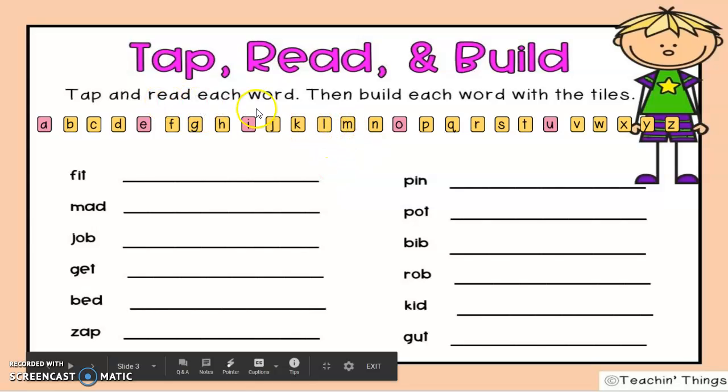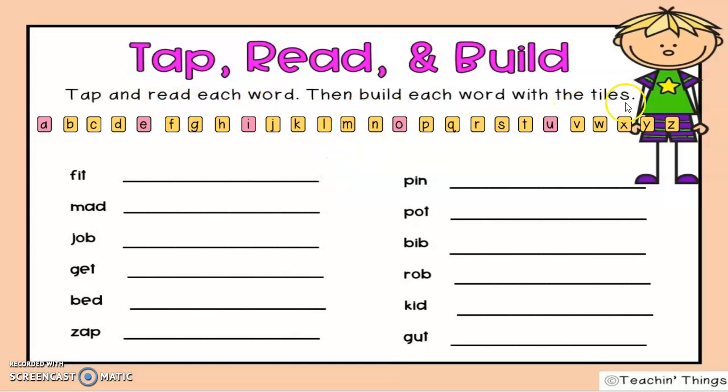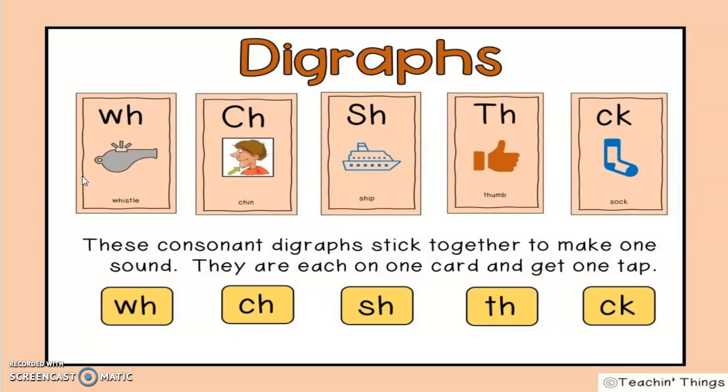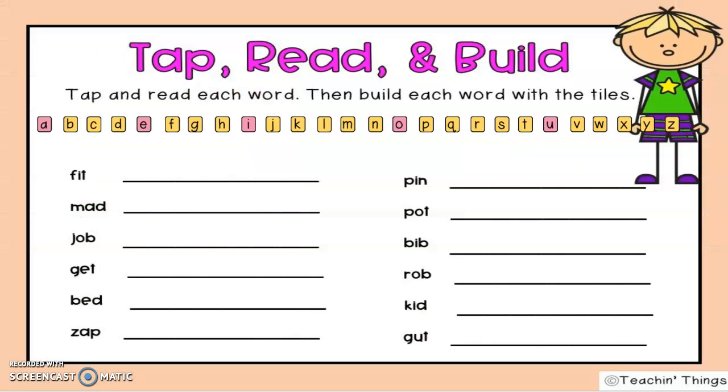It says tap and read each word, then build each word with the tiles. So you tap on it: fit, mad, job. And then you would build each word with the tiles.